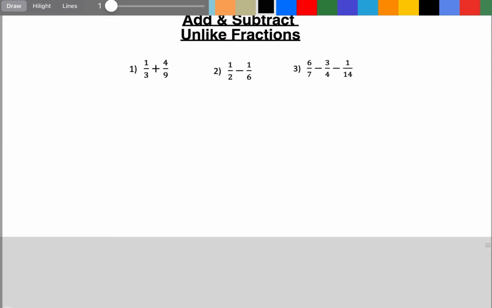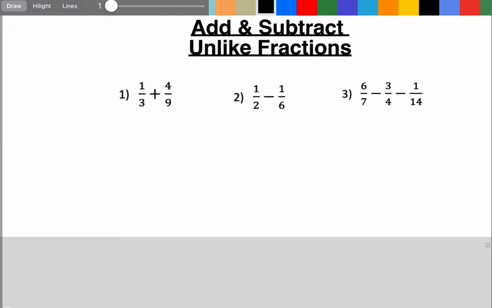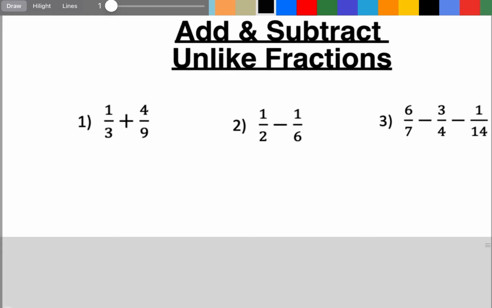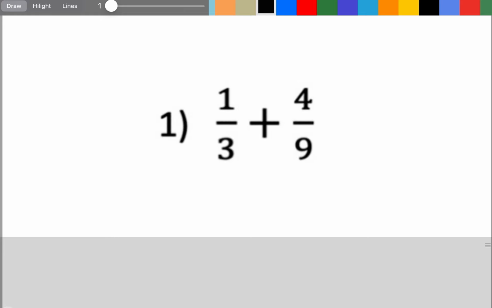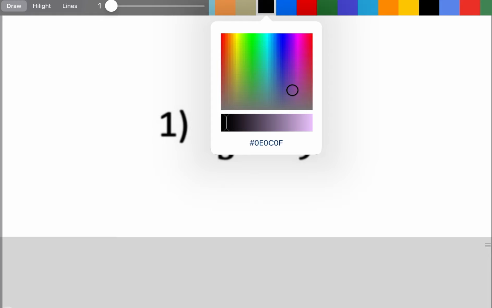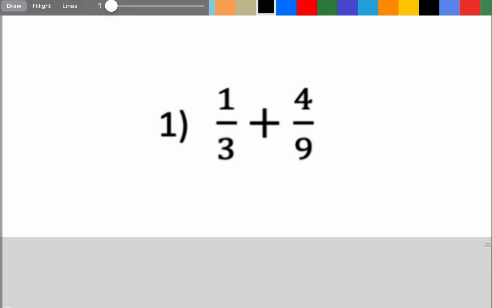Let's move on towards the back. For these, we do not have denominators that are the same. Clearly, 3 is not 9. But in a rare situation, I can change a 3 into a 9. And you'll realize it's not that rare.